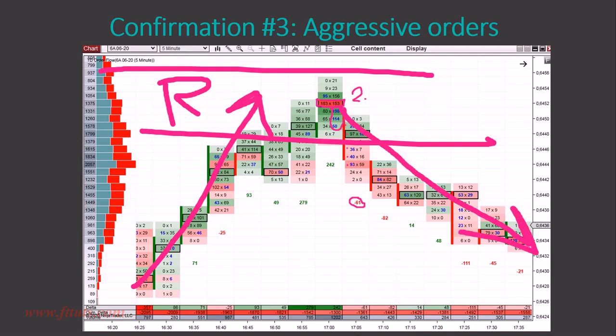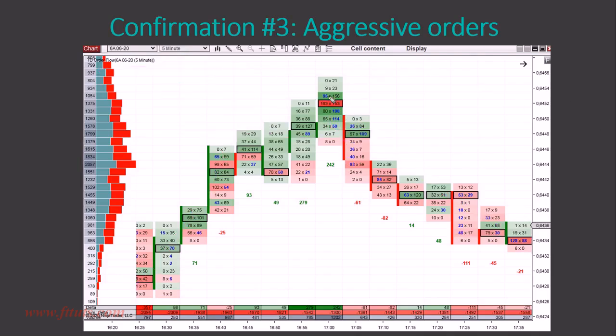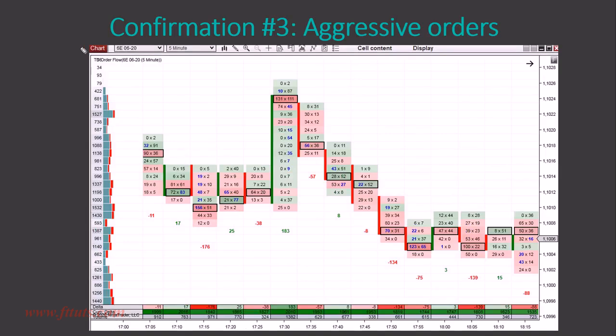Alright, so we have absorption setup number 2, and aggressive sellers started to jump in here. That's the confirmation setup number 3. I really like combinations of confirmations, like in this case. So this is the last example.